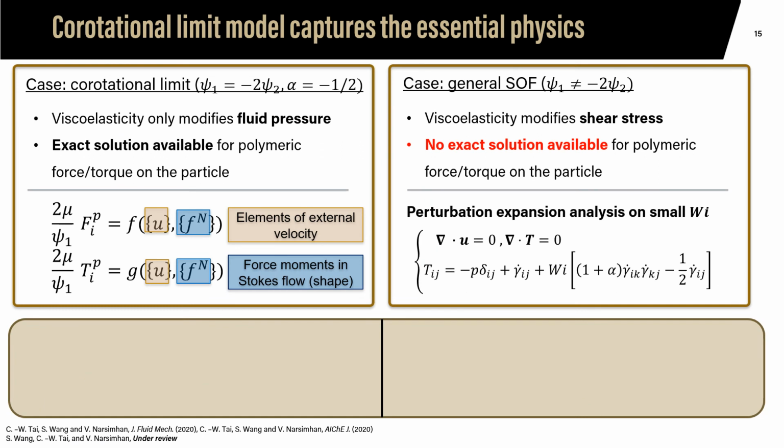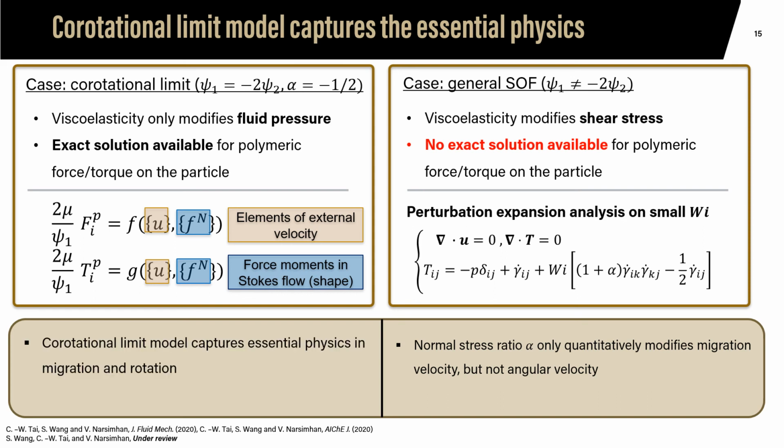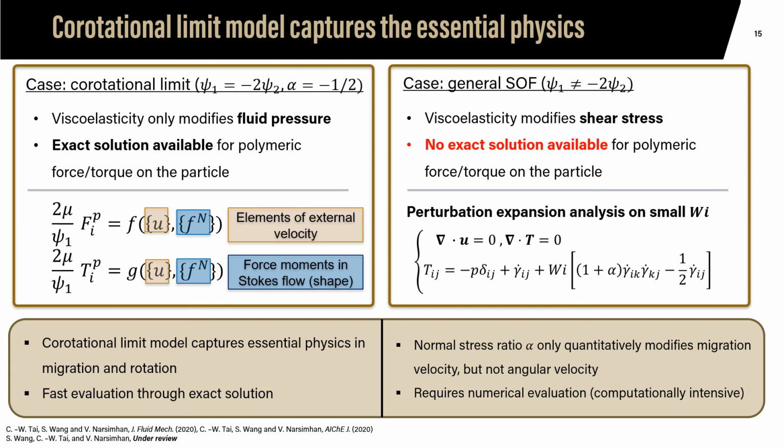Lastly, we'll compare the general second order wave model to the Corotational limit model. From the results of this study, we see that the normal stress ratio alpha merely modifies the migration velocity but not the rotational dynamics. In our previous study, the results from the Corotational limit model are qualitatively consistent with this general model. Since the full numerical evaluation process for the general second order wave model can be quite computationally intensive, we can apply the exact model to get a quick evaluation of the qualitative behaviors of the particle within the flow.